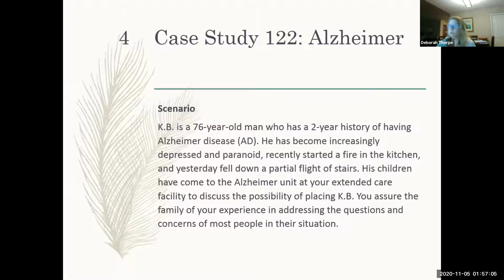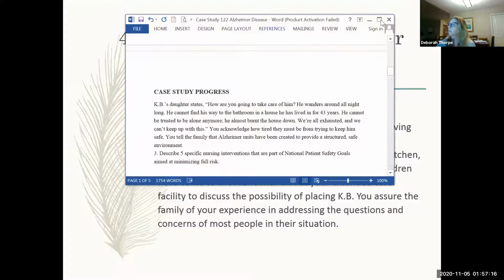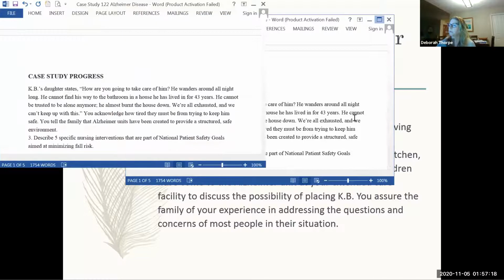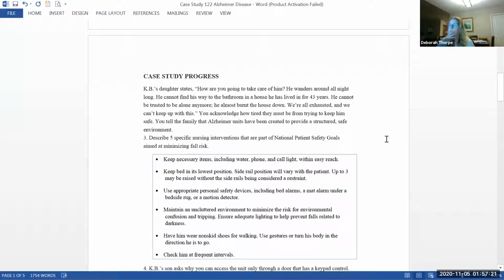So, Elise, do you have anything else? No. I mean, if they're in the hospital, you want to make sure they're close to the nurse's station. Yeah, you can do that. Or you take them out of their bed and bring them up to the nurse's station. So these are what they put down, guys. Keep necessary items, including water, phone, within easy reach, making sure their call light is there, bed in low position, no more than 3 rails up.